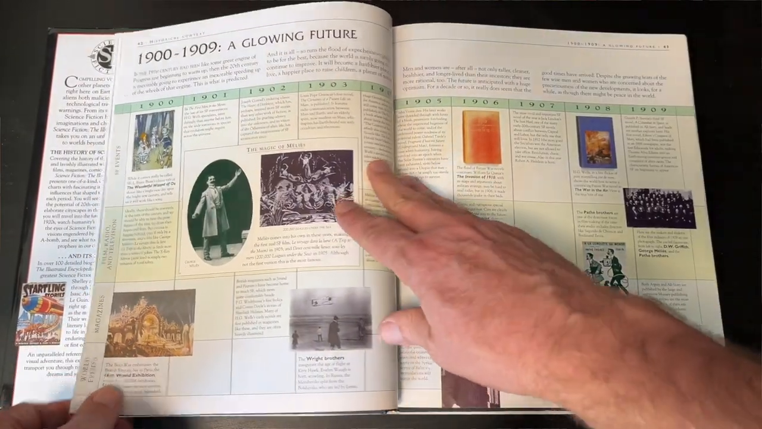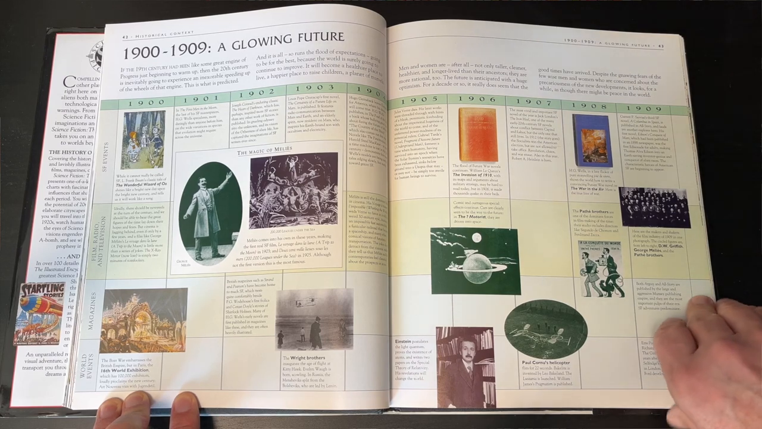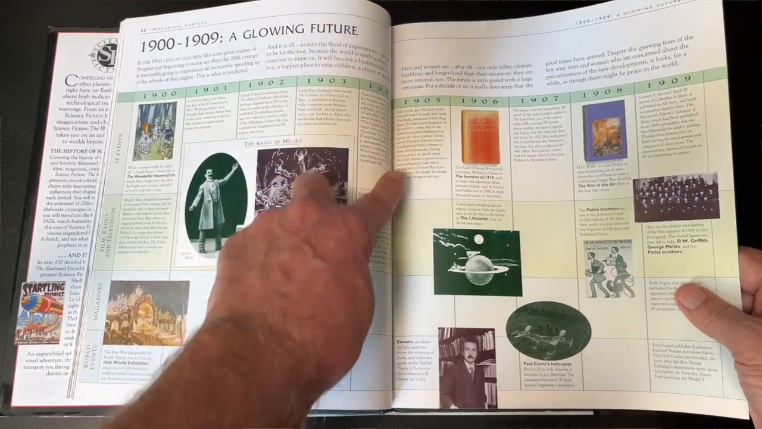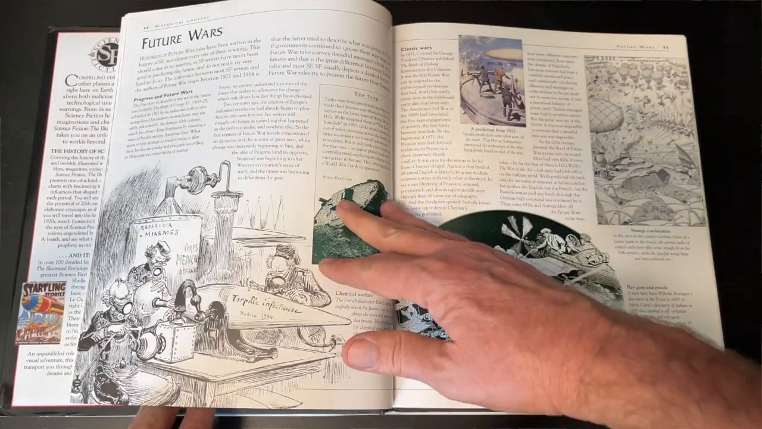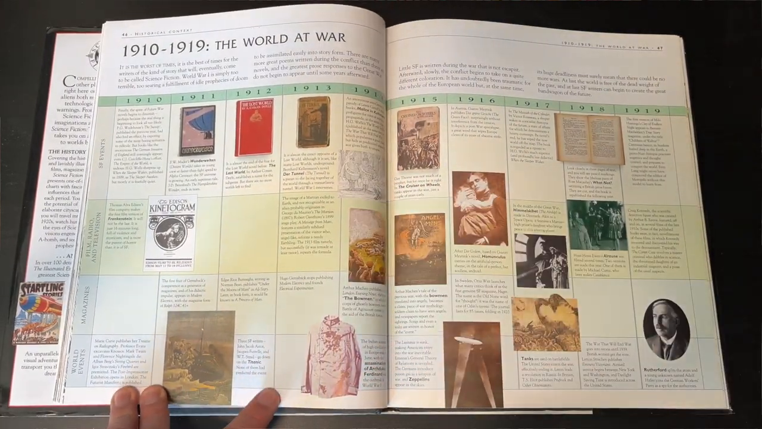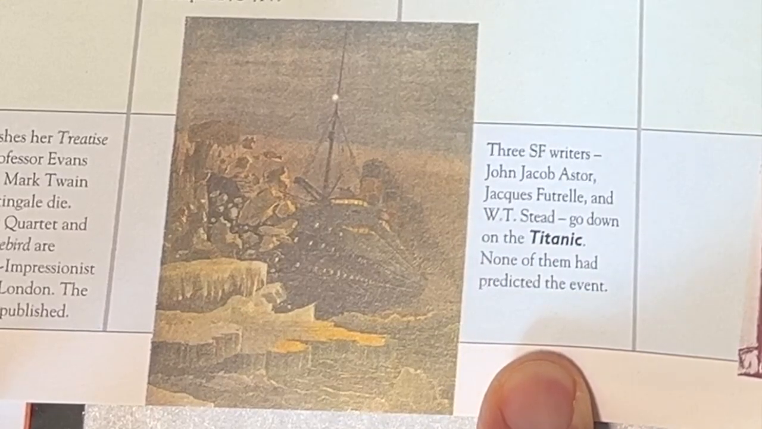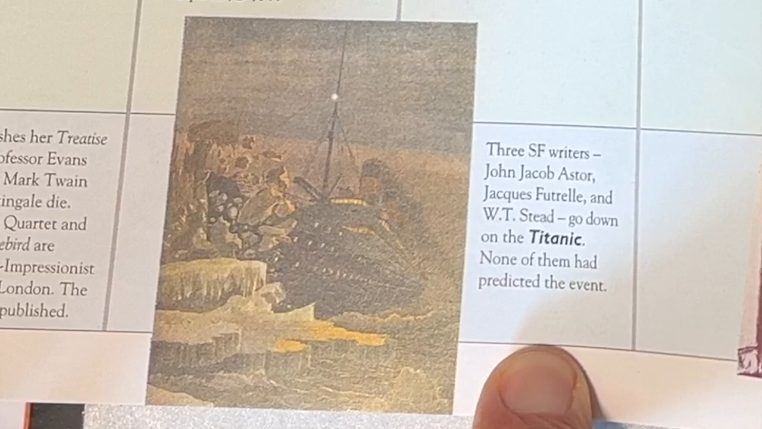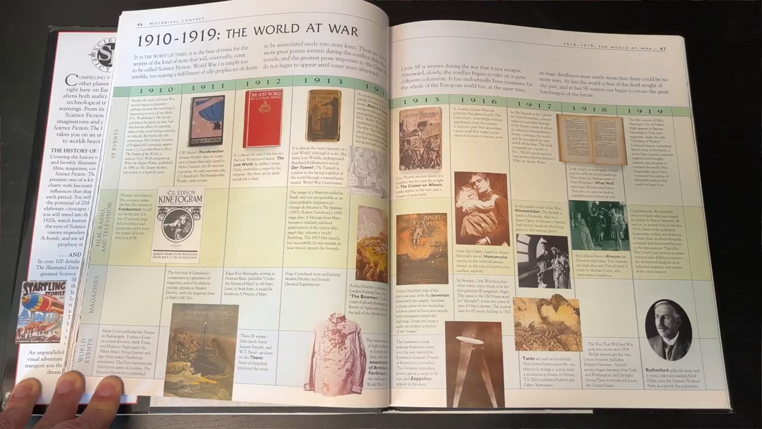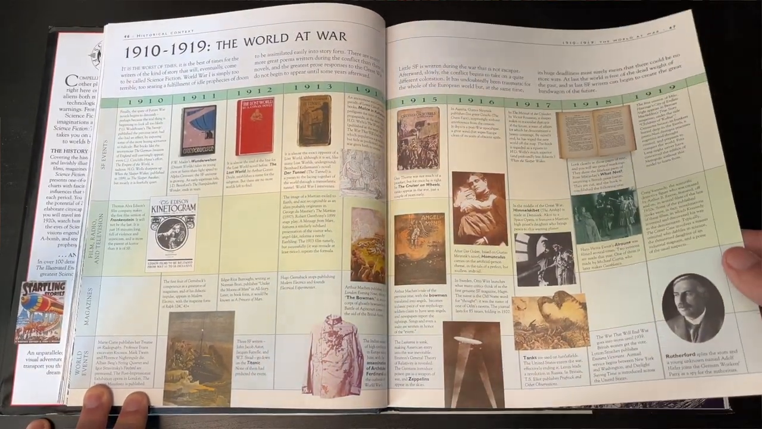And then we get to decades in the 1900s. So 1900 to 1909, a glowing future. As you can see, we have each year in the decade. Then an article on future wars. Then we go to 1910 to 1919. Here's an interesting one down here. Three SF writers, John Jacob Astor, Jacques Futrelle, and W.T. Stead, go down on the Titanic. None of them had predicted the event. So we can see that John Clute sometimes has a little bit of dark humor in here as well.